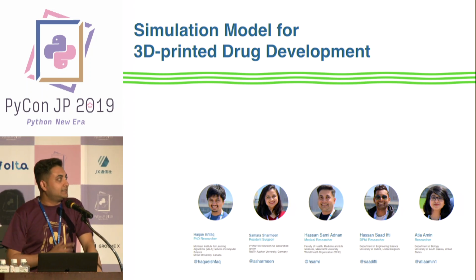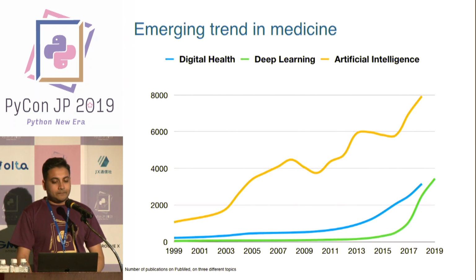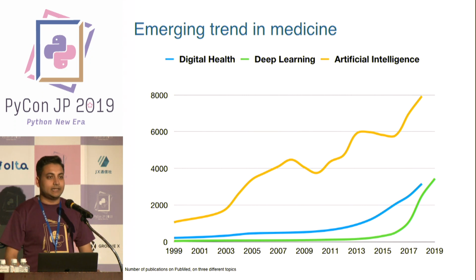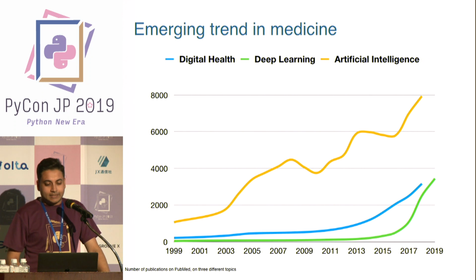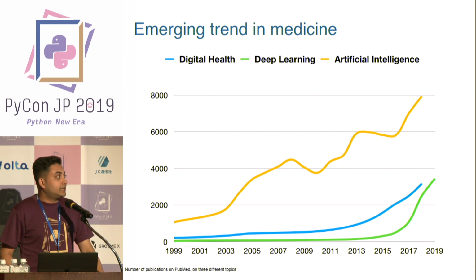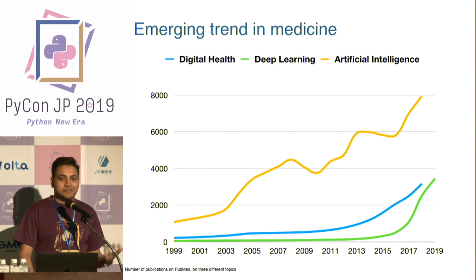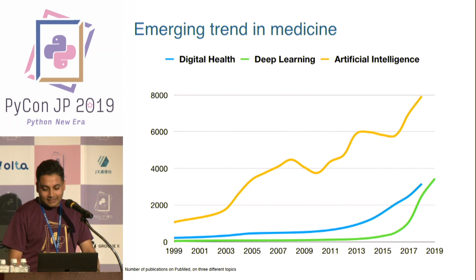So I'm part of this amazing research group, and we're trying to solve different types of health-related issues that need attention from the IT field. If you attended our talk yesterday, you're already familiar with this slide. It's just to give you a feeling about the emerging trend in medicine. Digital health, deep learning, and artificial intelligence are all very trending topics, and in the last few years they've been increasing a lot. In 2019, we still have 3 months left, but it's already almost 4,000 publications in medical journals. So if you're a Python developer, it's a perfect time to be with Python and use this opportunity.